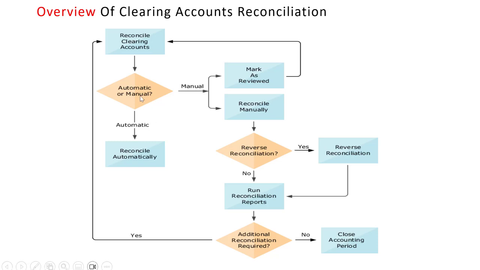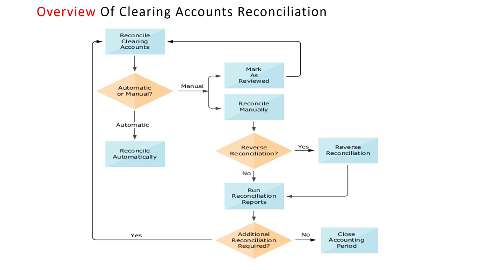Reconciliation can be automatic or manual. You can also run the reconciliation reports and reverse reconciliation to check the result of the reconciliation output. There is one note here: clearing account reconciliation is based on the accounted amount, not the entered amount. It means if you have any transaction or journal in a non-functional currency, the clearing account reconciliation will be based on the accounted amount, not the entered amount. So it's based on the currency of your ledger.